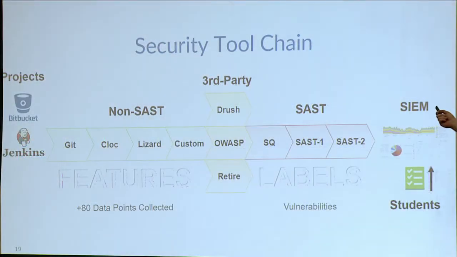One is the non-SAST guide, which is in green here, and this is like Git, Clock, Lizard, Custom. I'll talk a little bit more about what those are specifically. But these are what we call features, and we're collecting these data points, and we have about 80-some data points now that we collect. The third-party stuff is like third-party vulnerable components. This is the non-custom code: OWASP Dependency-Check, Retire, and Drush for Drupal applications. We also use those tools.